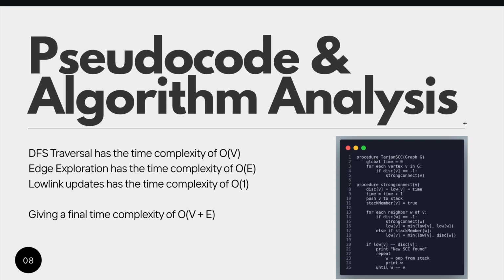In this pseudocode, our first line is just our procedure or function. And then we're going to set our global time to 0, which initializes the process and ensures every node is visited. It starts as a counter used for the discovery time map for each vertex, representing the order in which the nodes were visited. And then we're going to loop over every vertex in the graph, because the graph may not be fully connected.